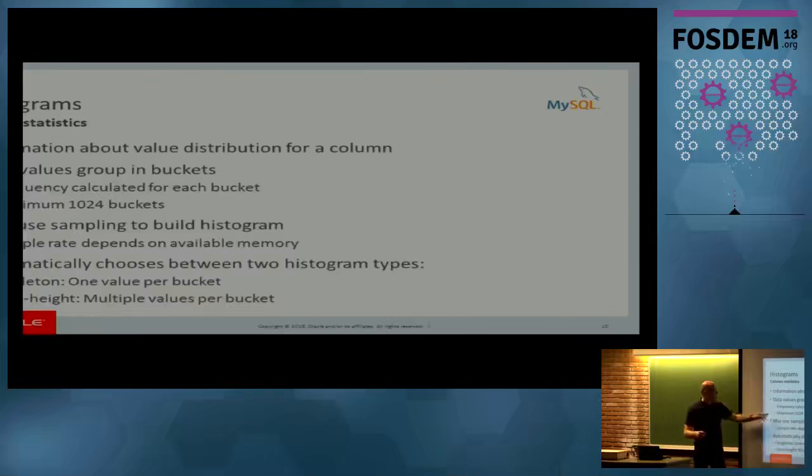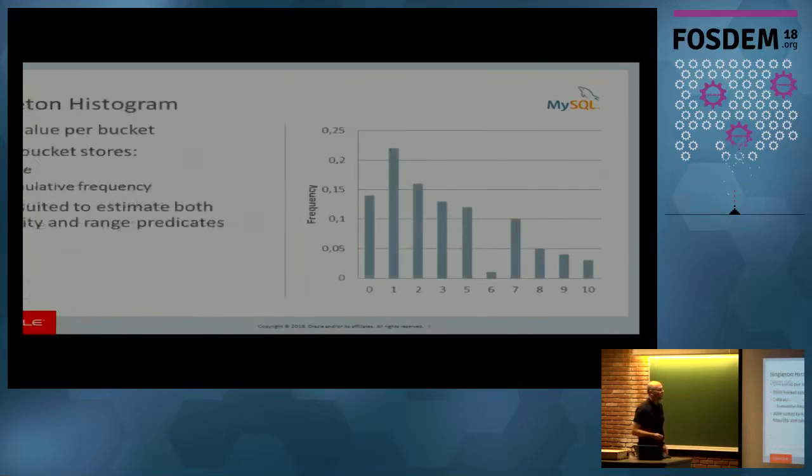Histograms have a maximum of 1,024 buckets. When MySQL builds a histogram, it could either base it on all the rows of the table or on a sample of the rows of the table. It depends basically on the amount of memory you reserve for creating the histogram. And there are two histogram types which are automatically chosen by MySQL. It could either be a singleton, which has one value per bucket, or an equi-height, which can have multiple values per bucket. I will show you now what that means.